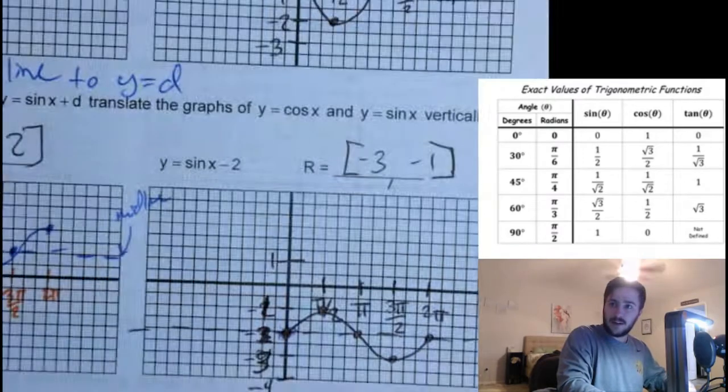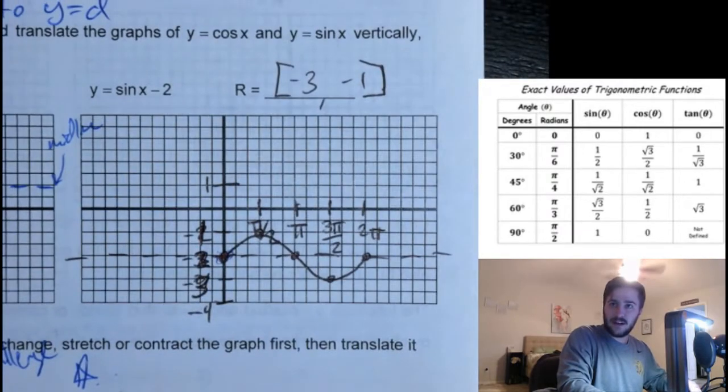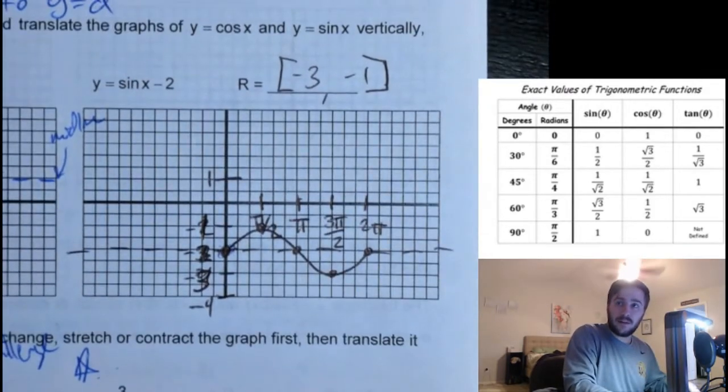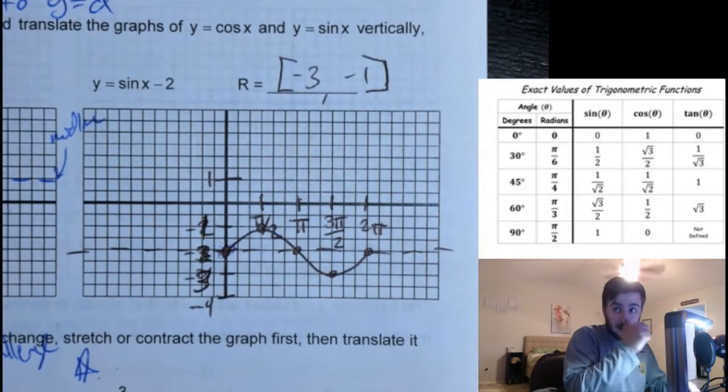And then lastly, we have this one right here. We had that sine of -2. Everything just shifted down. Again, we can talk about these a little bit later as that comes up.